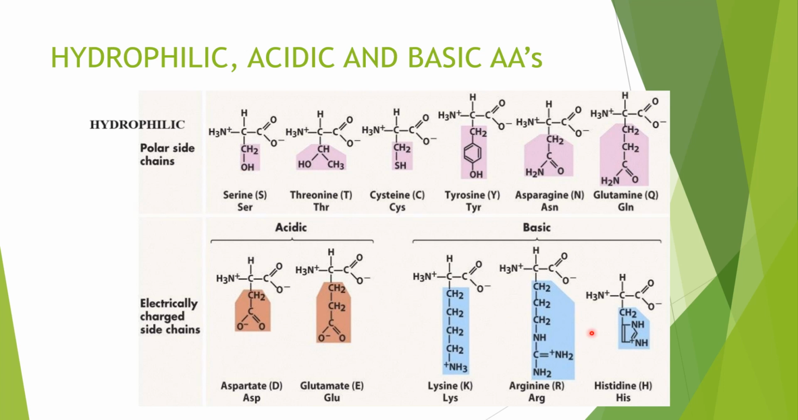Next we have the basic amino acids. Examples include lysine, which has an epsilon amino group, represented by capital K or LYS. Then we have arginine, represented by capital R or ARG. And finally histidine, represented by capital H or HIS.